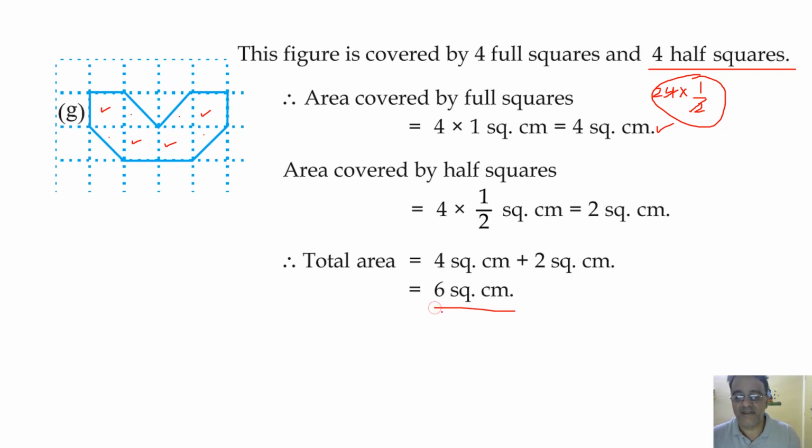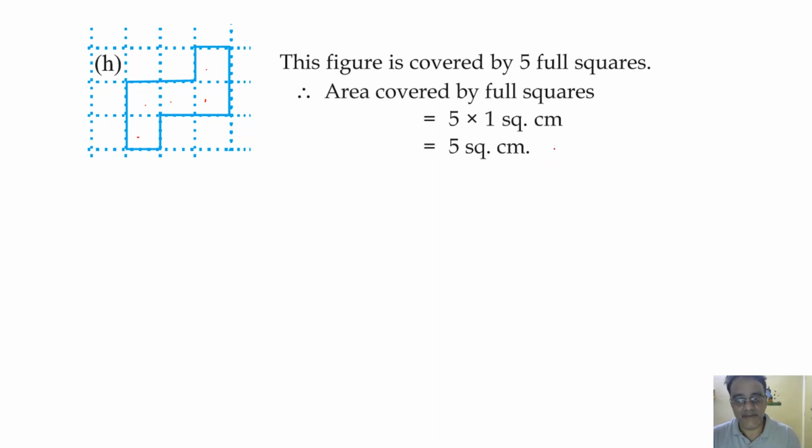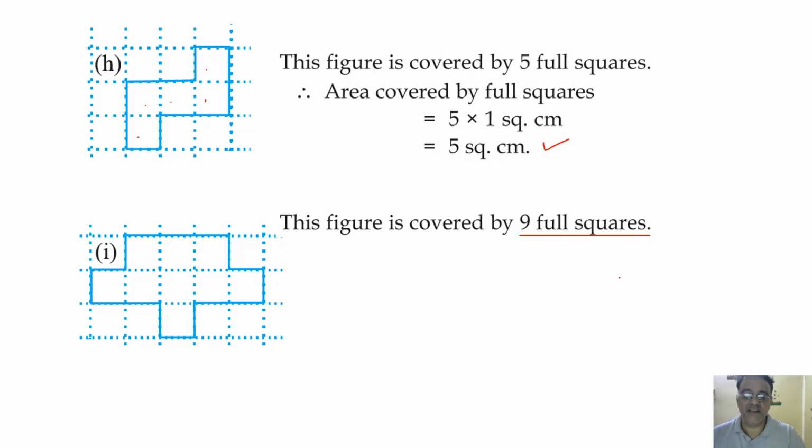Right. So now we are moving toward the next one, H. Again we have only full squares. How many? 5 full squares. So area covered by 5 full squares will be 5 into 1, 5 square centimeter. Now next figure. Here also we have only fully filled squares. Total 9 fully filled squares. So therefore area covered by full squares will be 9 into 1, 9 square centimeter.